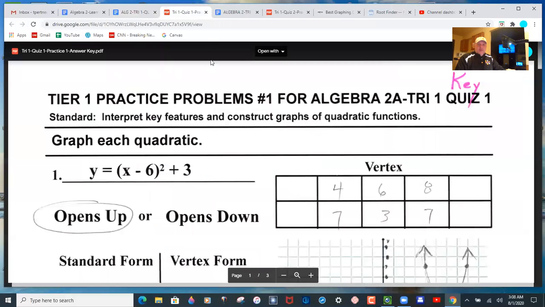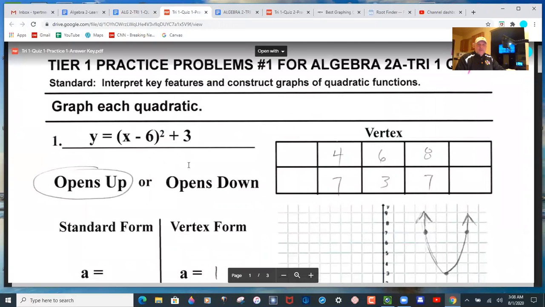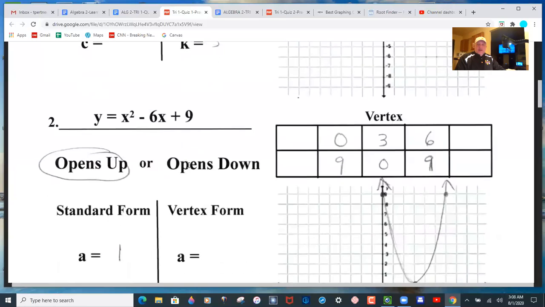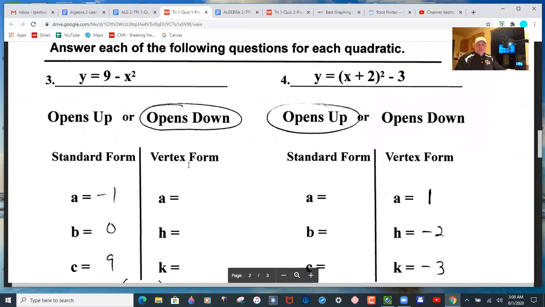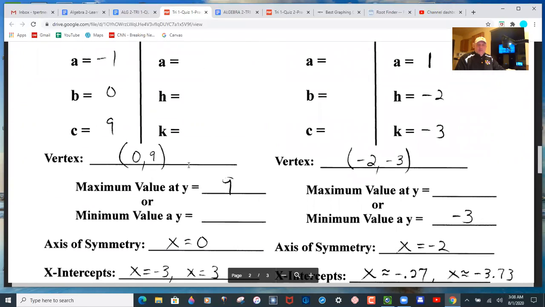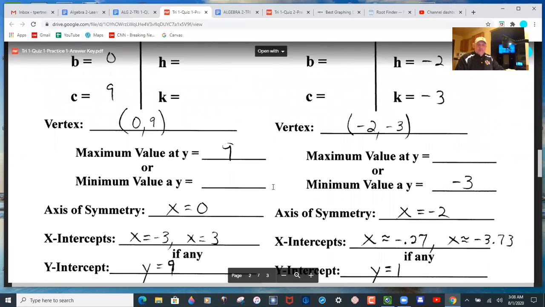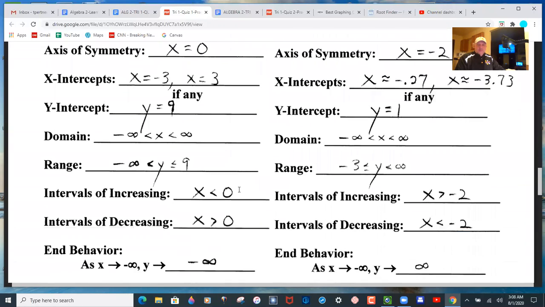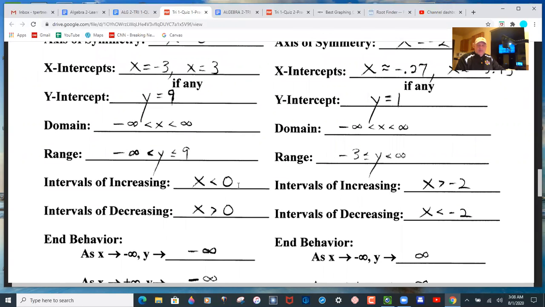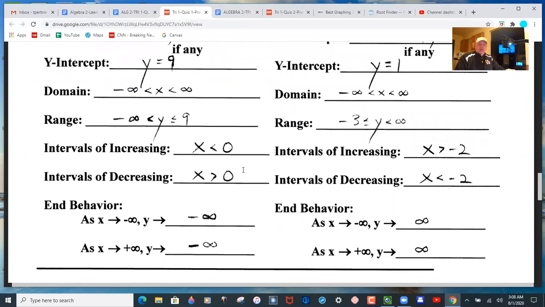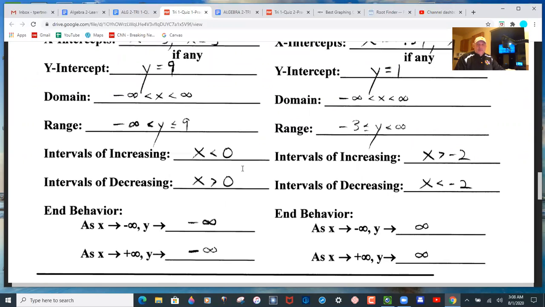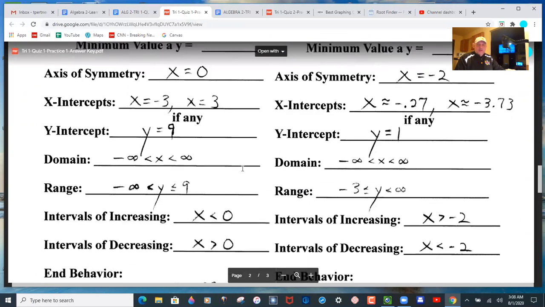So what that looks like on the quiz, here's tier 1, where you're given a graph. Here's tier 2, where you're going to decide if you have standard or vertex form, and then you're going to answer questions on many of the properties that are important. Pretty simple to do still if you follow the notes that I give you.